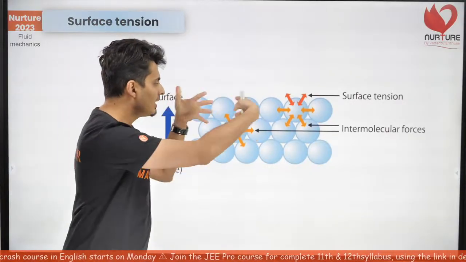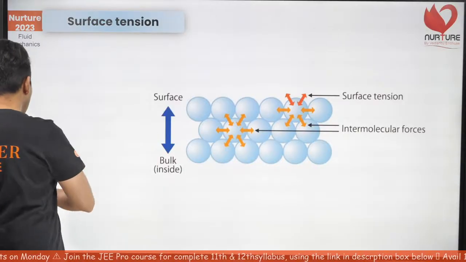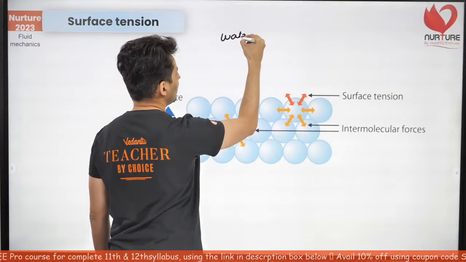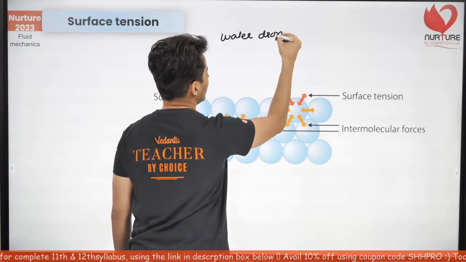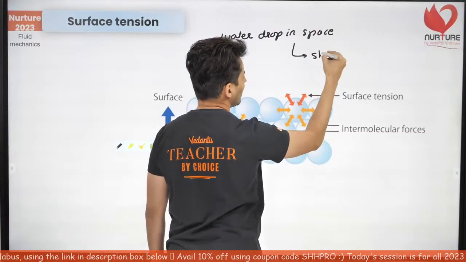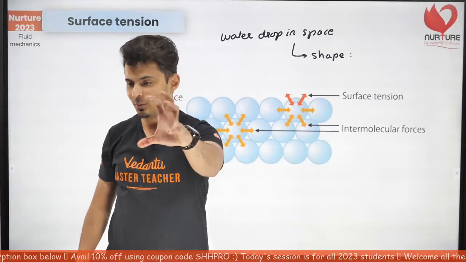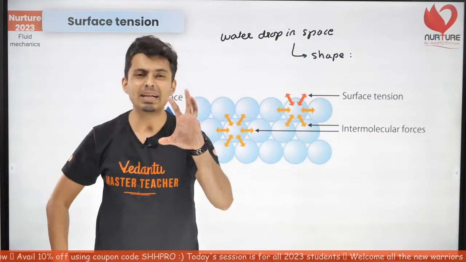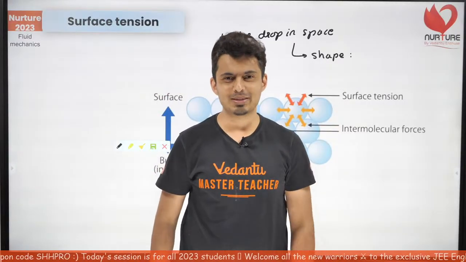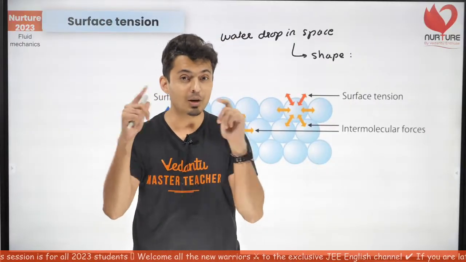And that's why there is a tendency to reduce the surface area. Now, to answer one of your questions quickly: water in space, or a water drop in space, what is the shape of it? What do you think is the shape of a water drop in space? A water drop in space has no other force apart from the intermolecular forces. The only force for it is the surface tension, the intermolecular forces.